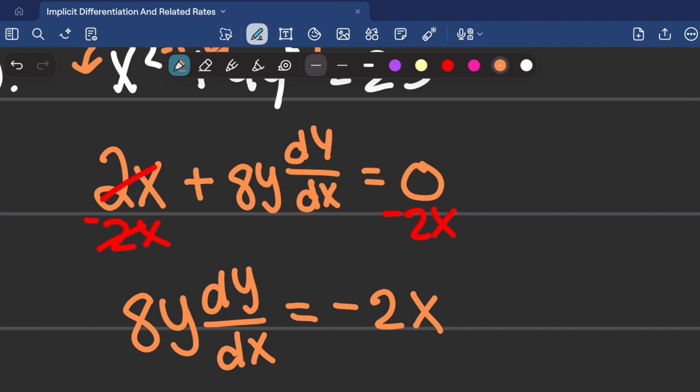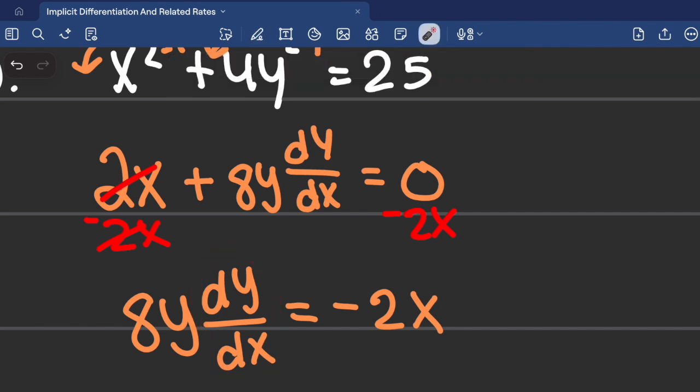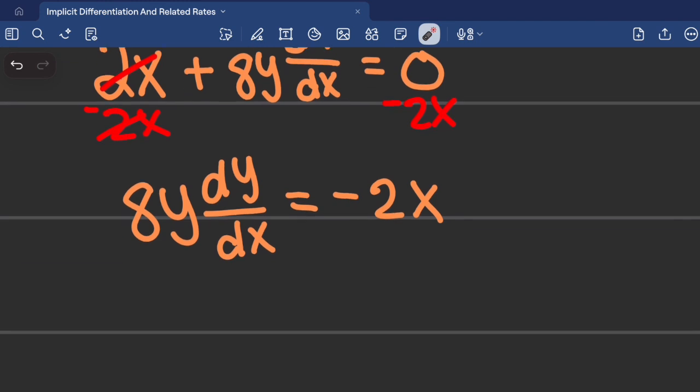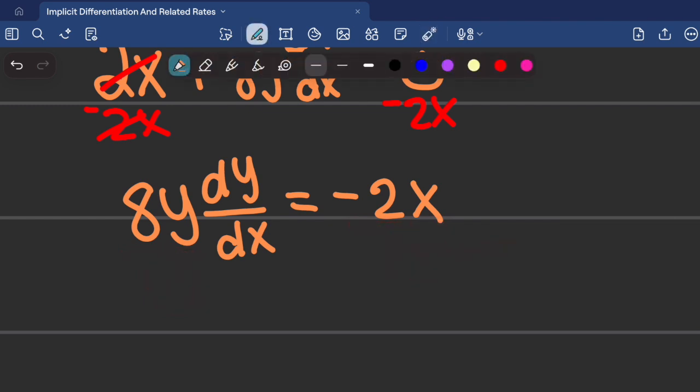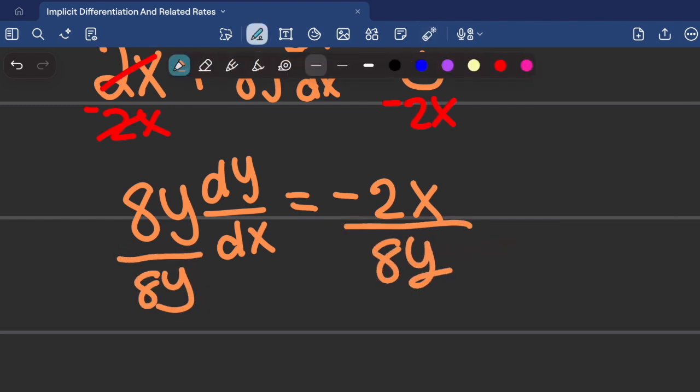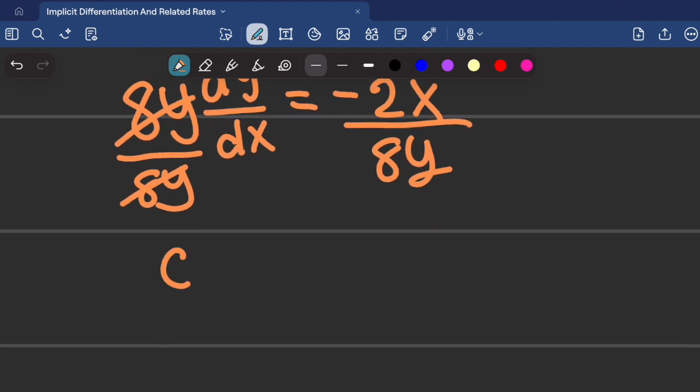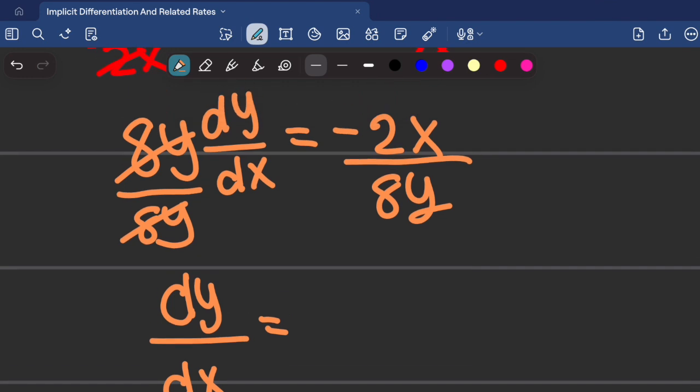Now, remember, think of dy over dx as a variable, kind of like an x value, essentially. And so what would you do to isolate this variable? How do we get just dy over dx by itself? Well, we would have to do algebra, right? So inverse operations. We have to divide both sides by 8y. So let's go ahead and do that. We'll divide that on both sides, so this will cancel. And I am left with dy over dx, which is what we are looking for. Negative 2x over 8y.